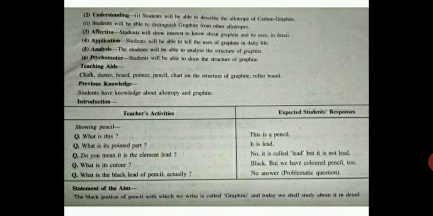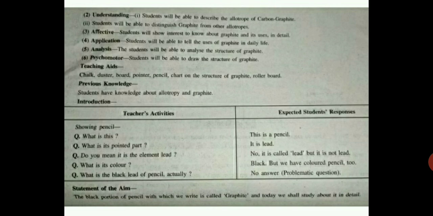Next is application. The students will be able to tell the uses of graphite which we use in daily life. For example, the pencil we use is a good example of graphite. Then the child will also be able to analyze the structure of graphite. The child will be able to do so only if you tell the structure of graphite properly. Then the last one is related to skill, which is psychomotor, that means related to hand, and obviously the child will be able to draw the structure, and write answers and all.